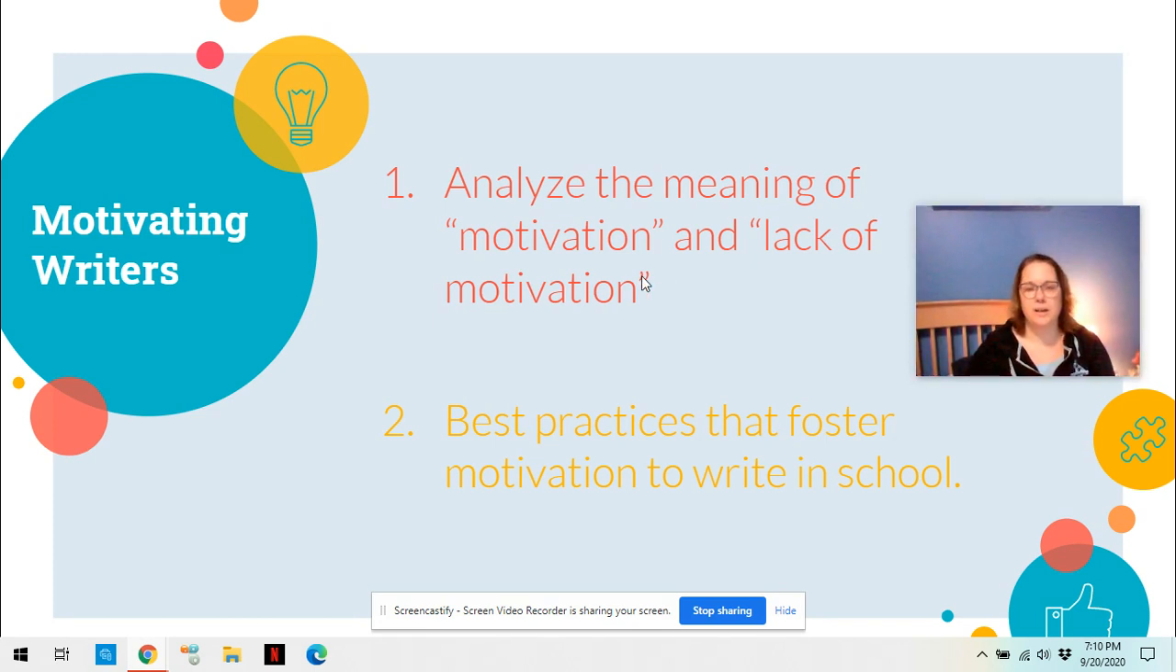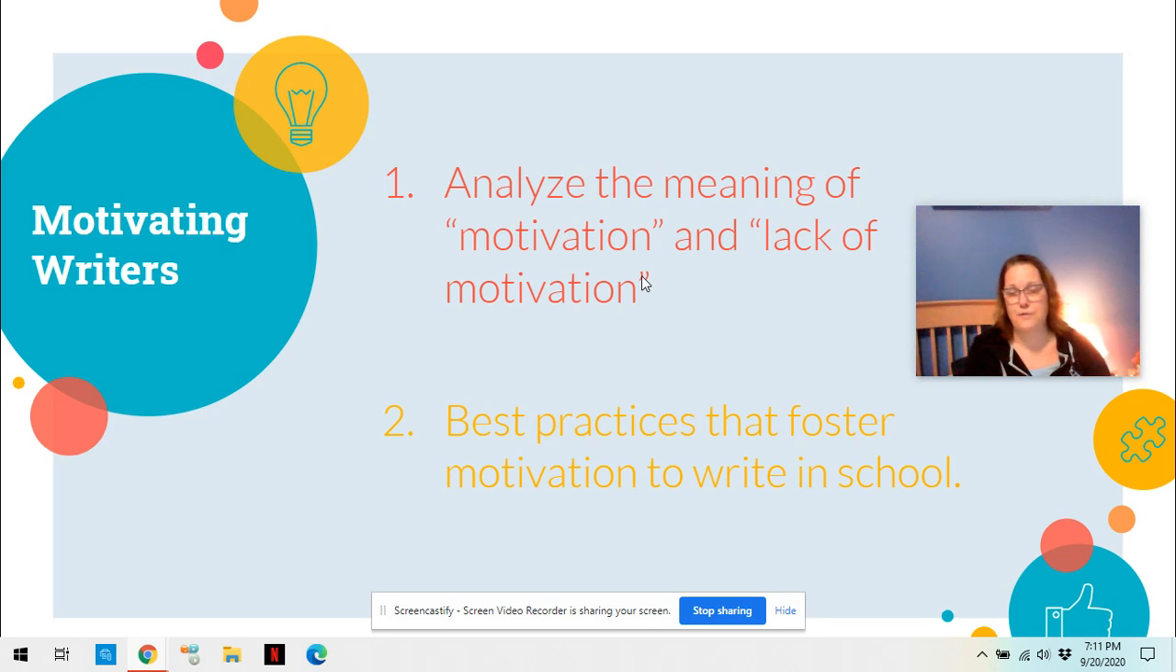So what we're going to talk about is what motivation actually means and what lack of motivation means, because lack of motivation is not the same thing as being lazy. And I think some of the worst teachers that I have worked with have equated lack of motivation with laziness, and they have written children off as just being lazy.